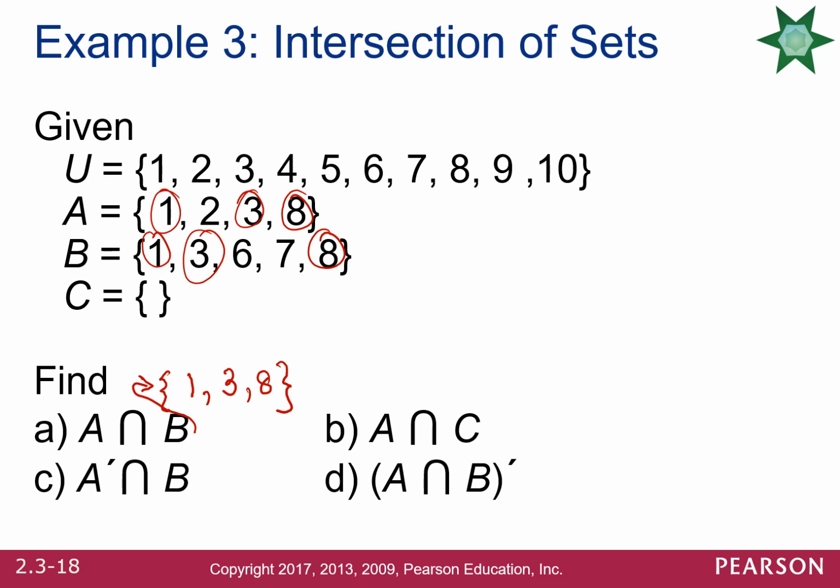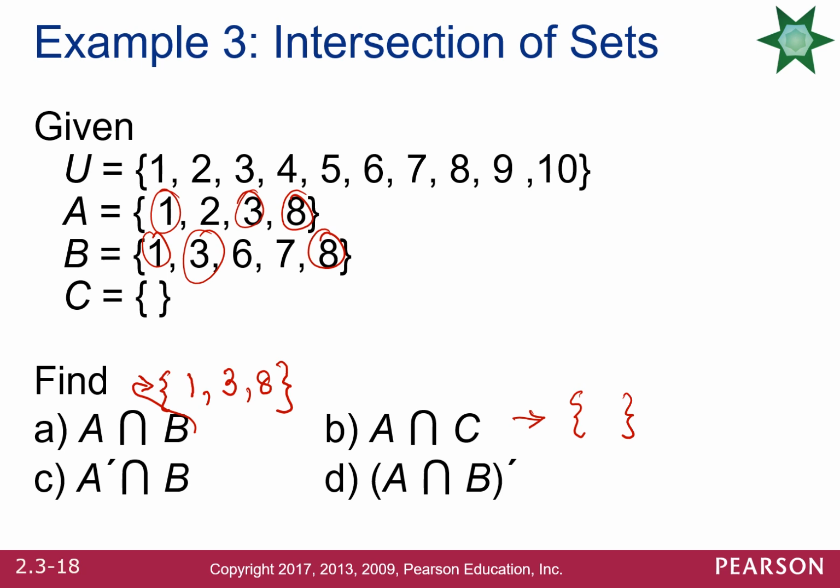All right, how about A intersection C? But C is an empty set, so there's nothing common here, right? So we'll just leave it like that. We would just keep it as an empty set, all right?